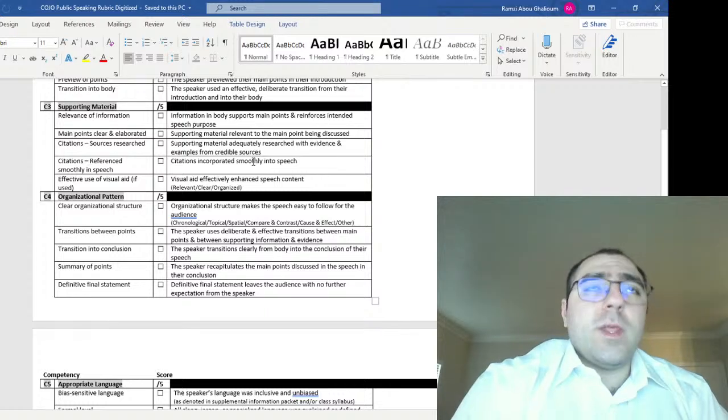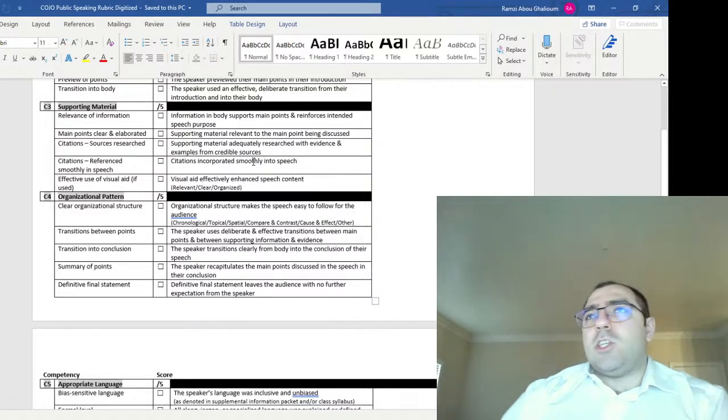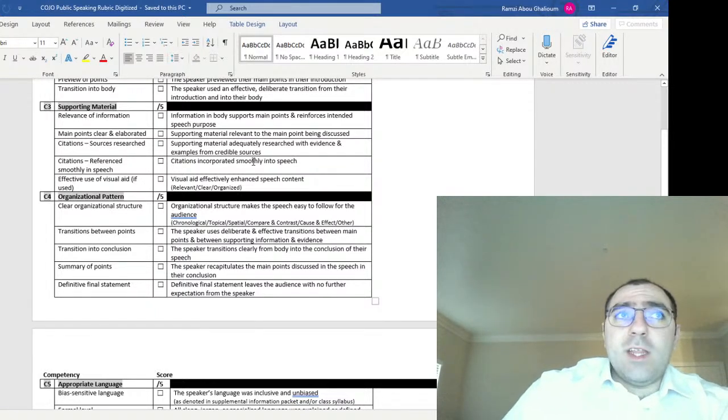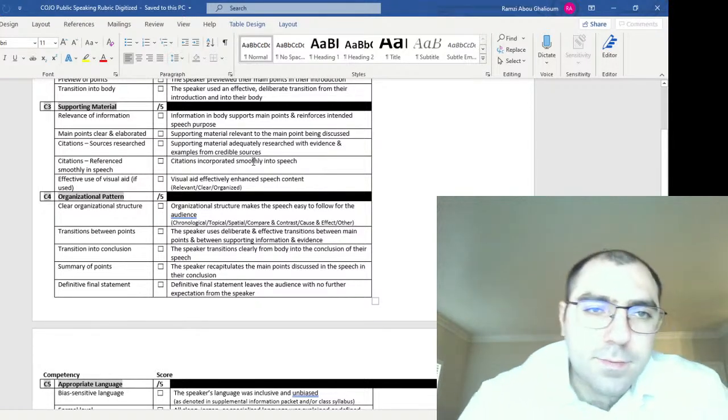Effective use of a visual aid. Our second speech is a visual aid speech. If you don't use a visual aid, or if you have a 5-minute presentation that only has one slide on it, unless that slide really works for the thing that you're trying to convey, or is the appropriate visual aid for it, if it doesn't make sense, then you're going to get points knocked off there.